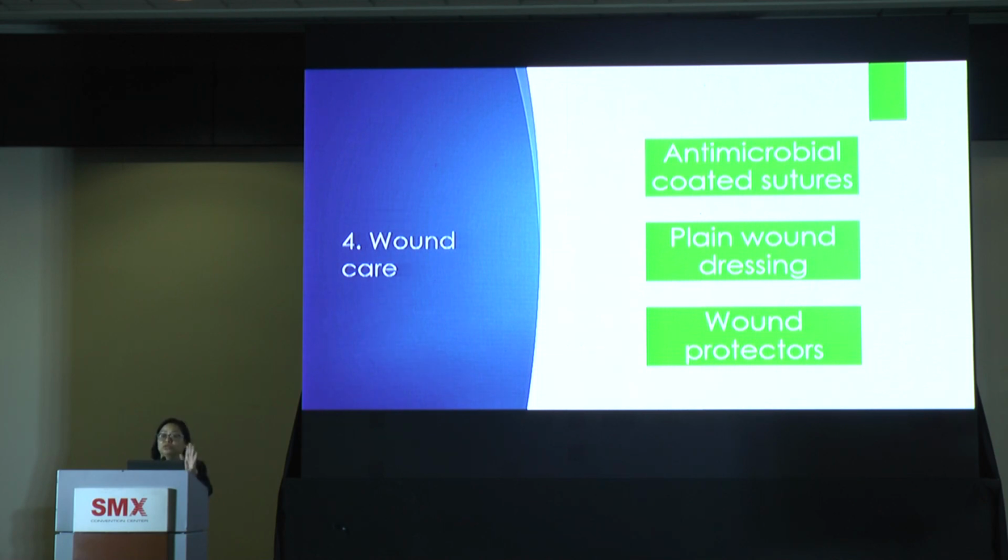We now recommend that you do not touch a wound. If it's clean, a clean wound, closed primarily, we recommend that you don't do daily dressing. The earliest time that you open it is 48 hours after, and you can ask your patient to take a bath already after 48 hours. Wound protectors are especially recommended for colonic surgery.